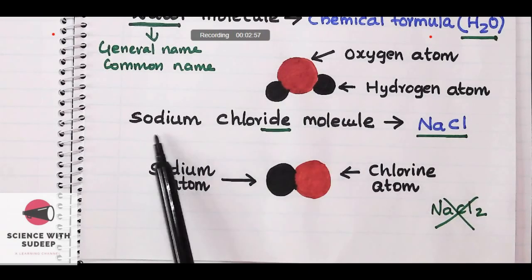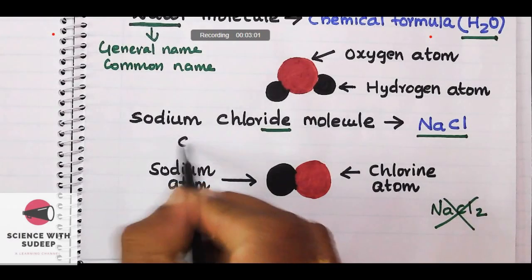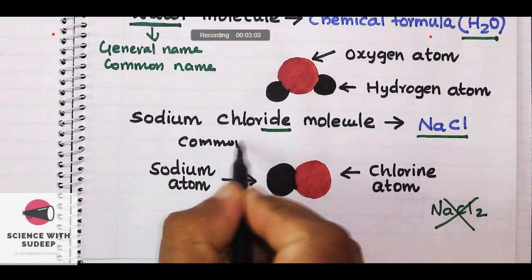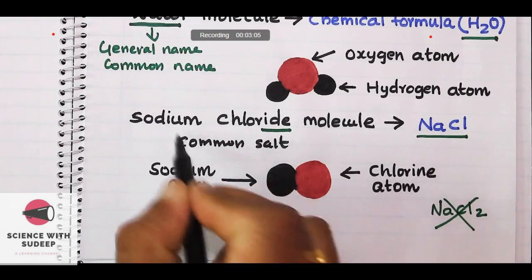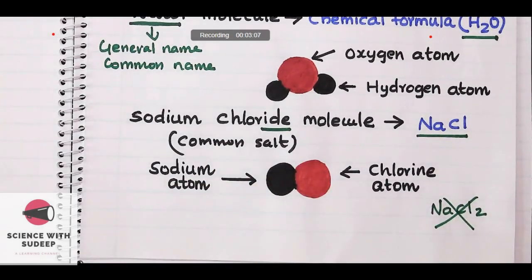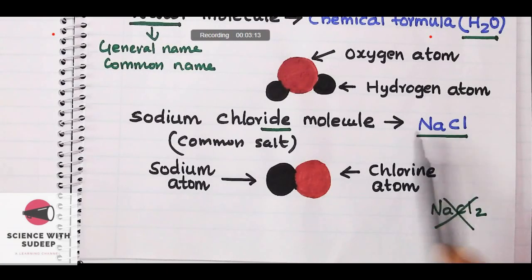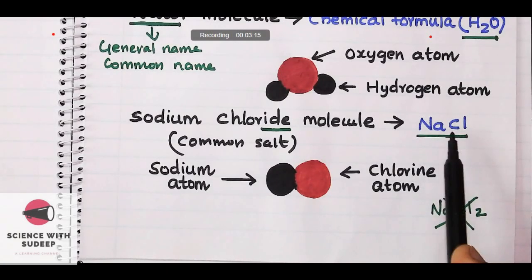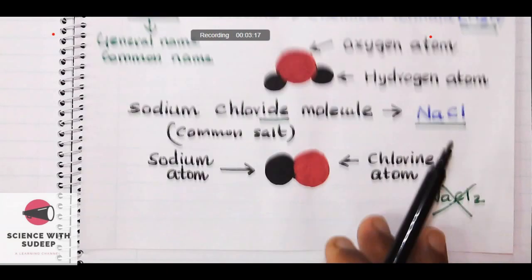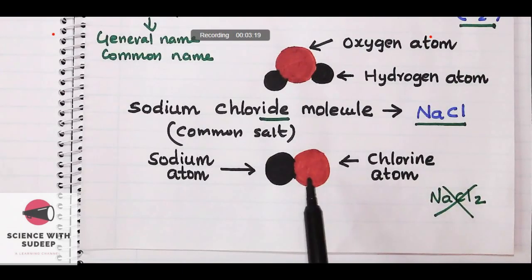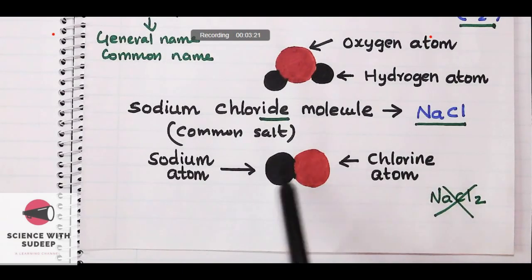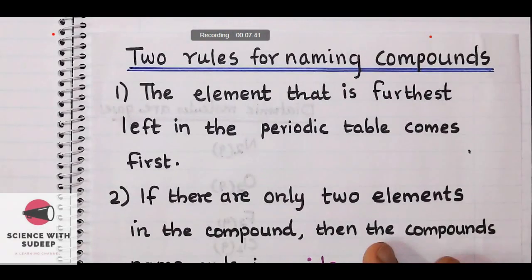The other example is sodium chloride. Its common name is cooking salt or common salt. Its chemical formula is NaCl. Na stands for sodium and Cl stands for chlorine. It has only two types of elements present. This is the diagrammatic representation of sodium chloride. The black atom is the sodium atom and the red one is the chlorine atom.